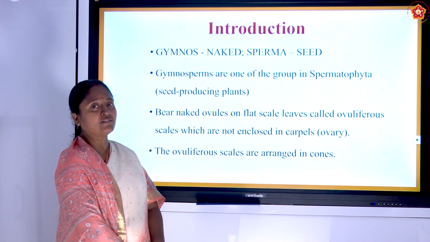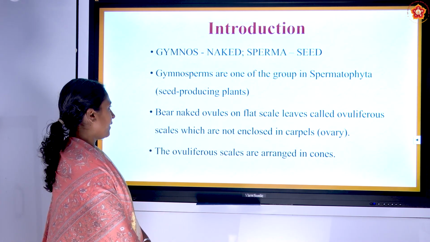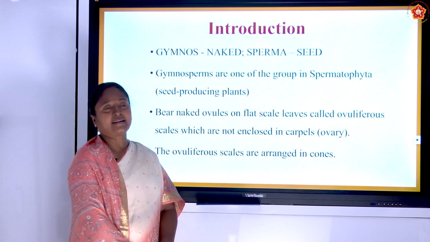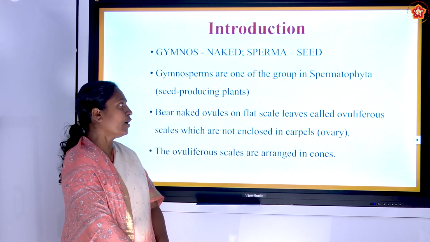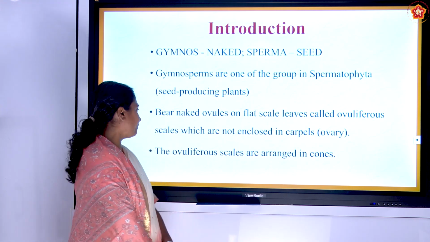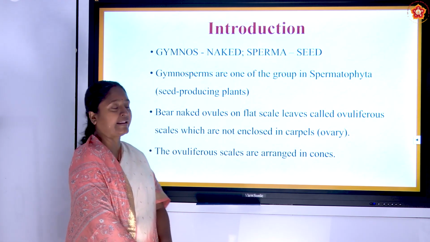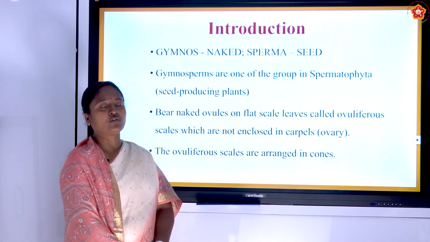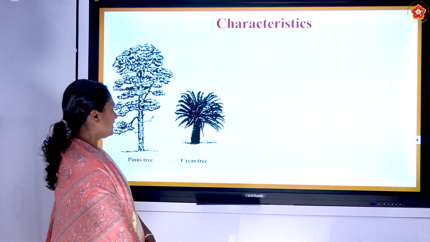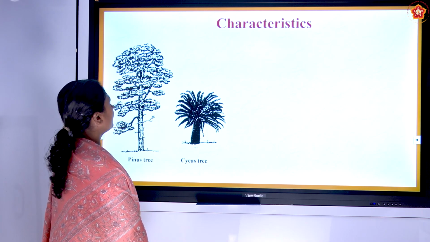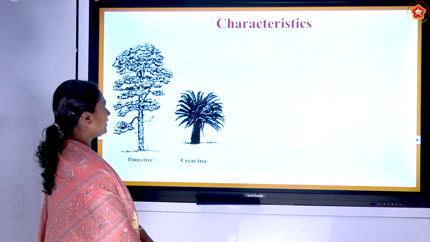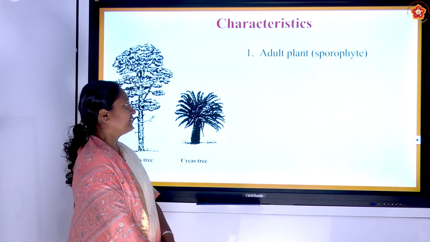All these plants are collectively known as spermatophyta, and they bear a naked ovule on a flat scale-like structure known as the ovuliferous scale, which is not enclosed inside an ovary. Then the ovuliferous scales are arranged in cones. These cones we can normally see in the pine plant. This is the characteristic feature of a pine plant and a cycas tree, and this is how it will look. We will see a better picture in the next slides.